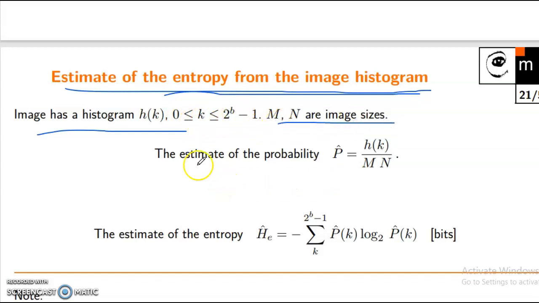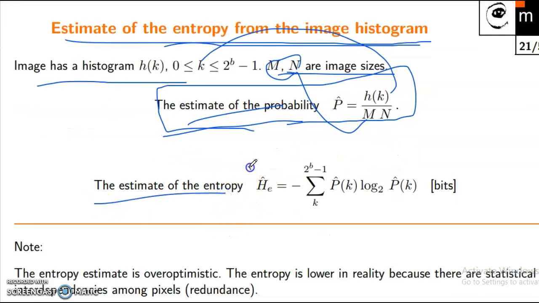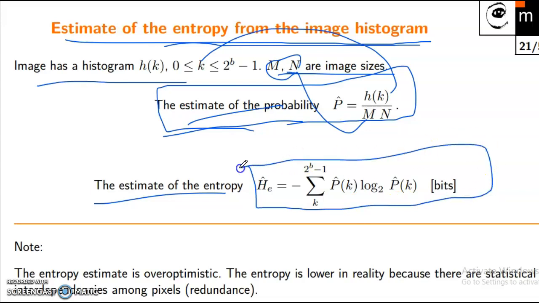M and N are integer sizes. The estimate of the probability, p cap of k, equal to h of k divided by MN. So the estimate of the entropy, H cap, equal to minus summation over k from 0 to 2 power B minus 1 of p cap of k log 2 p cap of k.